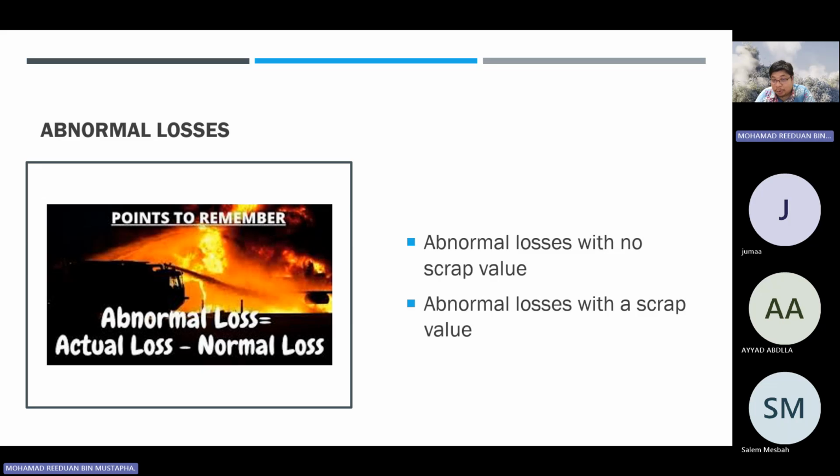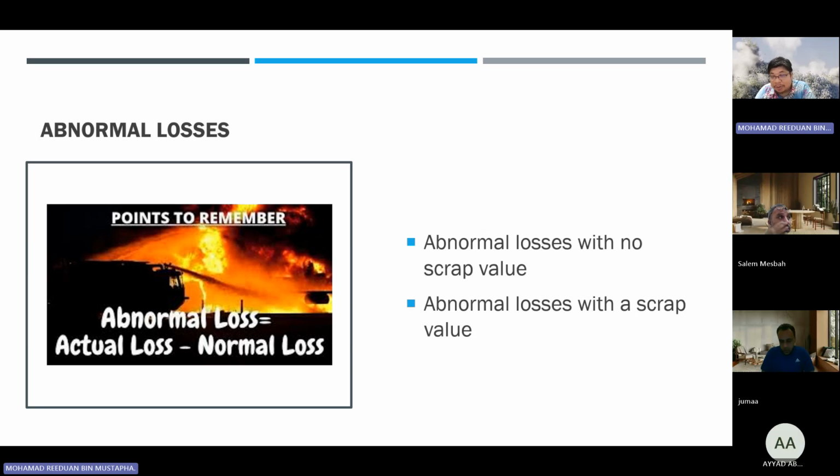That you need to calculate also. The same goes for the normal loss with the scrap value. Abnormal loss also sometimes, because they just increase lower than normal loss. So the nature is still the same. If they have a scrap, then they have a scrap.